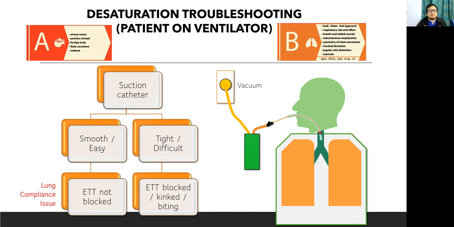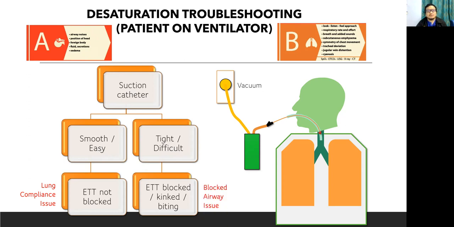All right. So when it's smooth and easy to pass the suction catheter, the ETT is not blocked, so you might have a lung compliance issue. What you can do is force ambu bag the patient, then connect back to the ventilator and employ a lung recruitment strategy, which I won't be explaining in this talk. Okay, I will be running out of time.